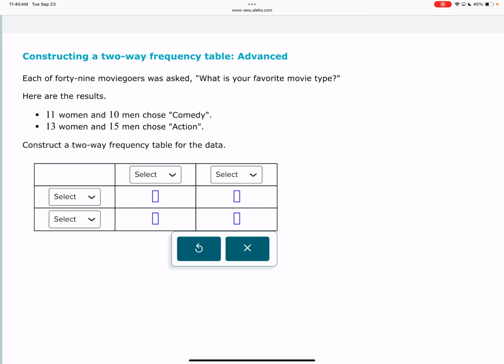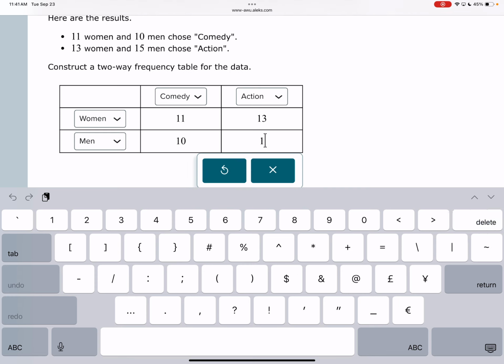So it says 11 women and 10 men choose comedy. So if I pick the drop-down button, I can arrange this any ways. I could do the comedy and the action as the columns, or I could do them as the rows. It'll let me do it either way. So let's do comedy and action, women and men. Okay, so you could flip-flop those and do the genres and then the male and female on the other side. Okay, so 11 women and 10 men chose comedy. So 11 women, 10 men. And then 13 women and 15 men chose action.